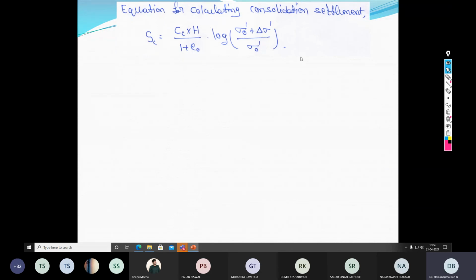Equation for calculating the consolidation settlement, that is Sc = Cc × H / (1 + e0) × log((σ0' + Δσ) / σ0'). So for layer number 1, sigma naught dash is nothing but 15.72 into 3, this is above the water table, plus 18.55 minus 9 or 10, doesn't matter, into 3, that is below the water table, plus 19.18 minus 10 into 16. This is I think 14.5, not 16.5.